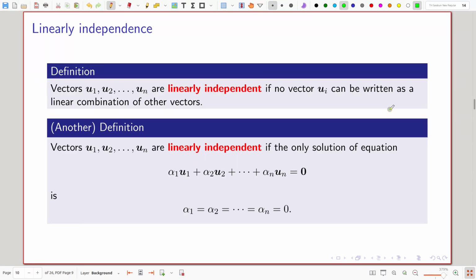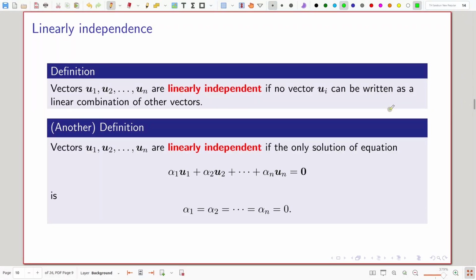We say that vectors u1 up to un are linearly independent if the only solution of this equation is this. You want to add them up. The only linear combination of these n vectors that becomes 0 is the case where you take none of them. This is a linear combination where every coefficient is 0. So the only way you can get to 0 is that you take none of the vectors.